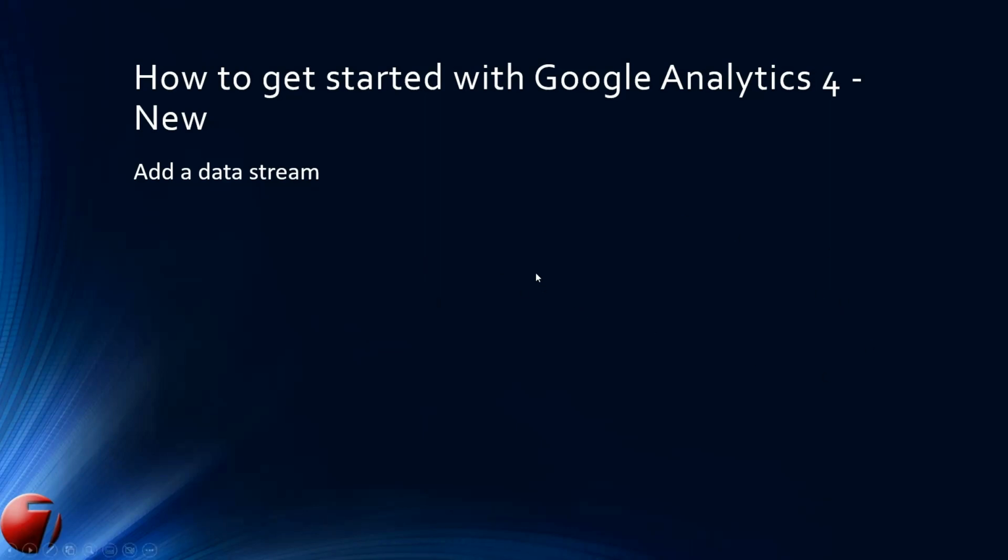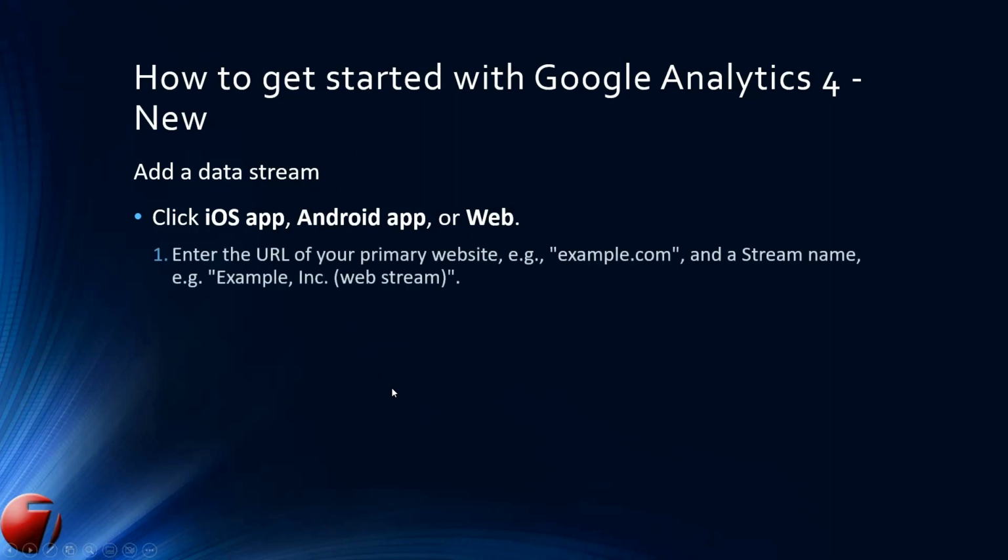So when we create our data stream, creating the property is great, but that's where we then have to create our data stream to start getting the data into it. Options are iOS, Android, web. Obviously, in the case of today, I'm going to talk web because we're mostly dealing with our websites, but we could track other systems.